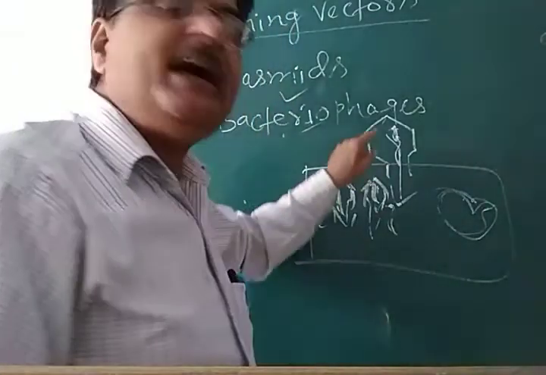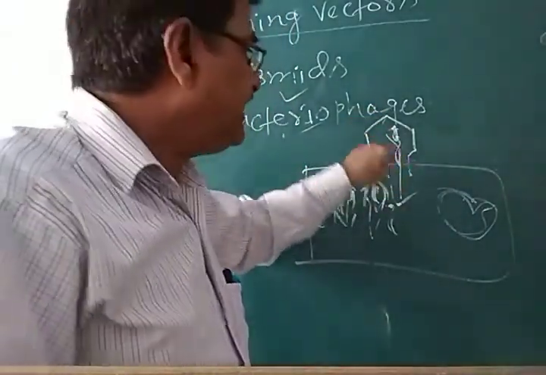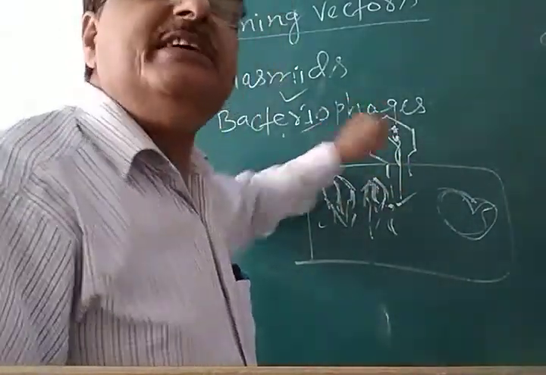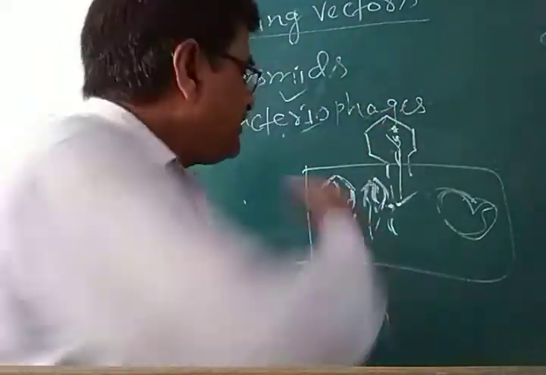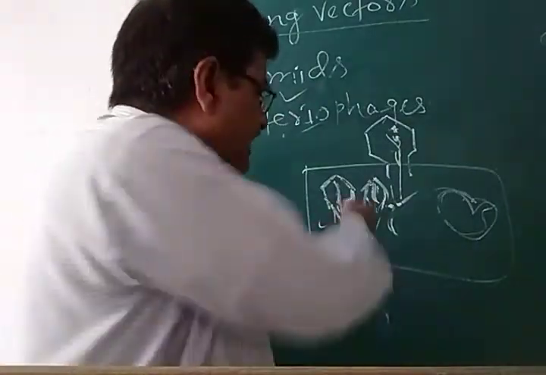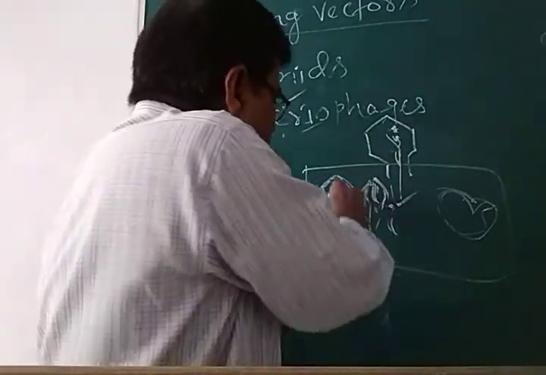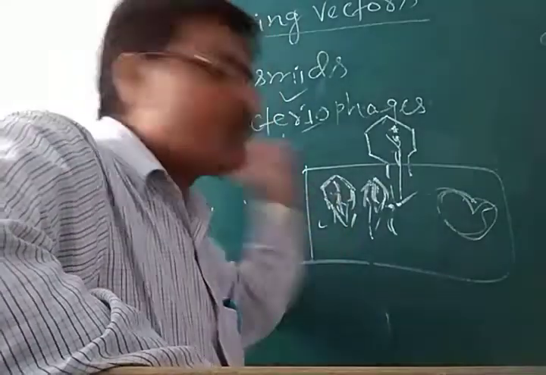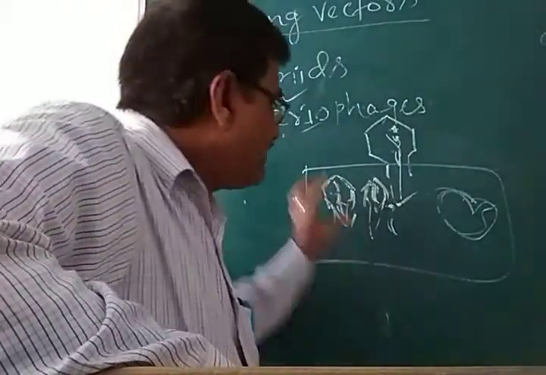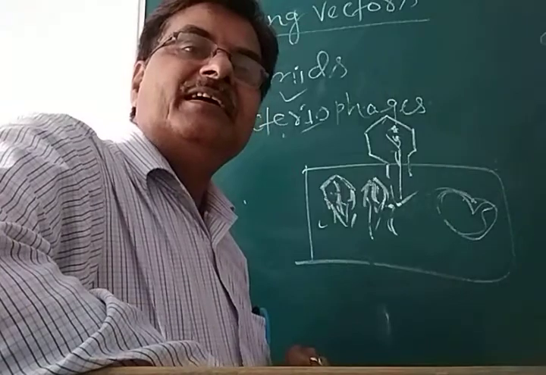So if we add any alien piece of DNA or desired DNA with the DNA of that bacteriophage, it can multiply in large number per bacterial cell, equal to the number of bacteriophages produced per cell. That is the copy number, we can say, of the bacteriophages.